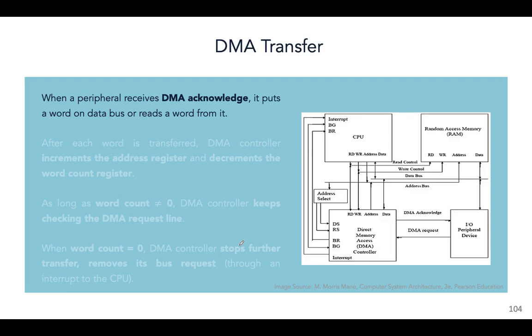Now, when a peripheral device receives the DMA acknowledgement, it puts a word on the data bus or reads a word from it. Right? So once it gets the acknowledgement signal, it can then directly communicate with the memory. It can either read or write whatever it needs to do.